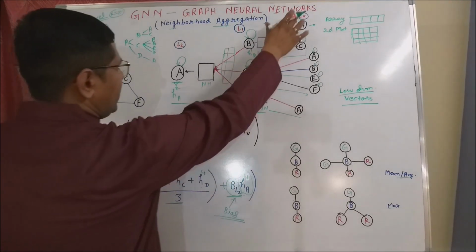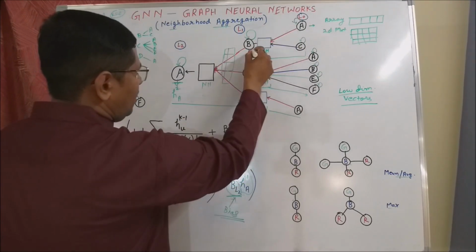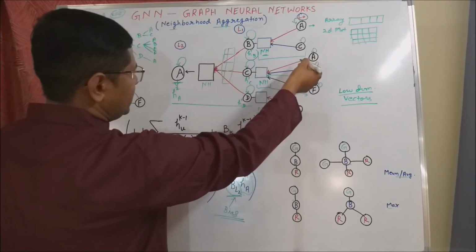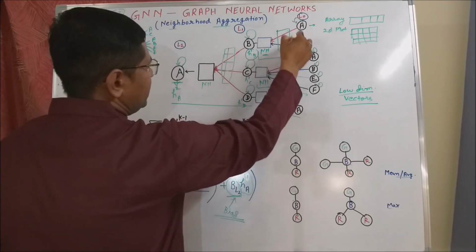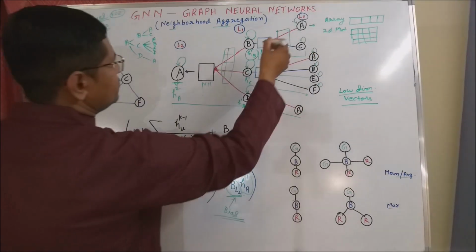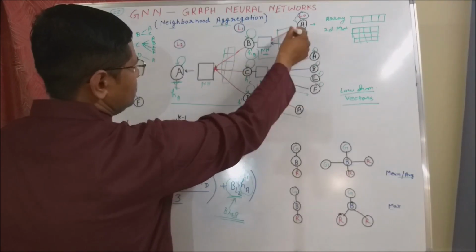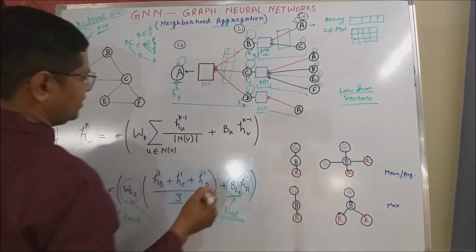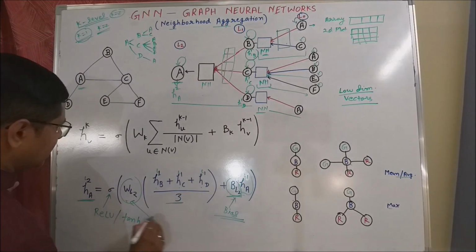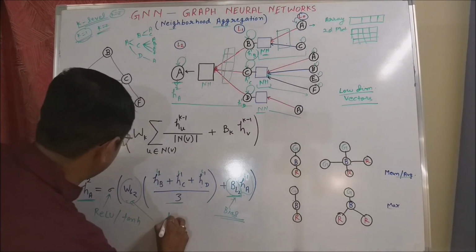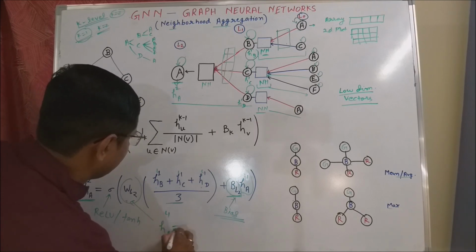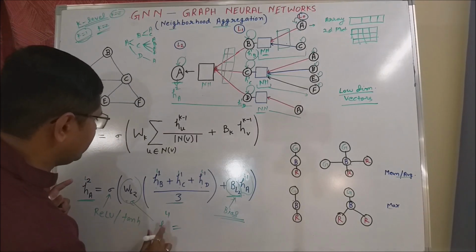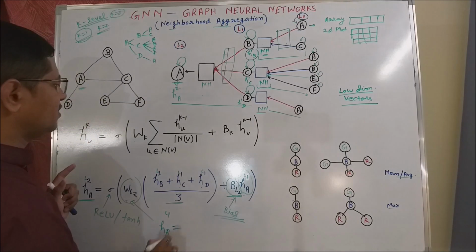Now, to get H1B, which we already discussed, we will take the input, use this matrix that we will learn, and use the bias for this node. Similarly, we can easily compute HL1A, sorry, HL1B.